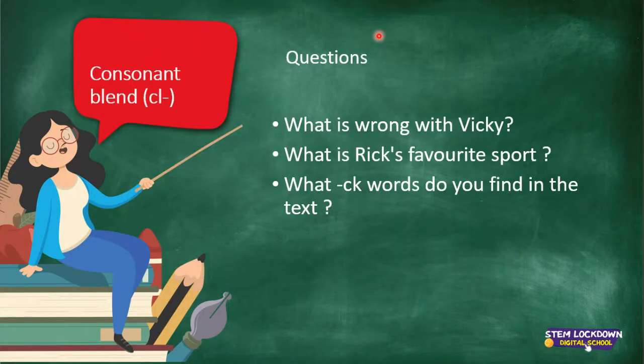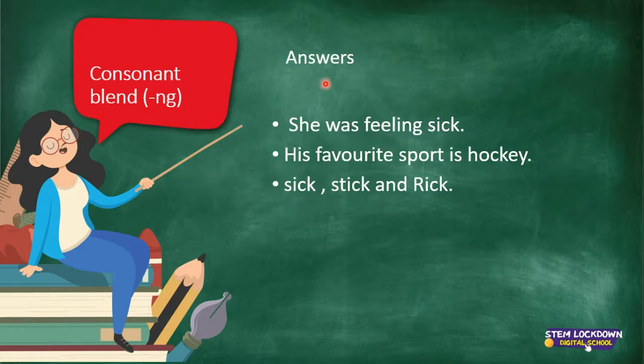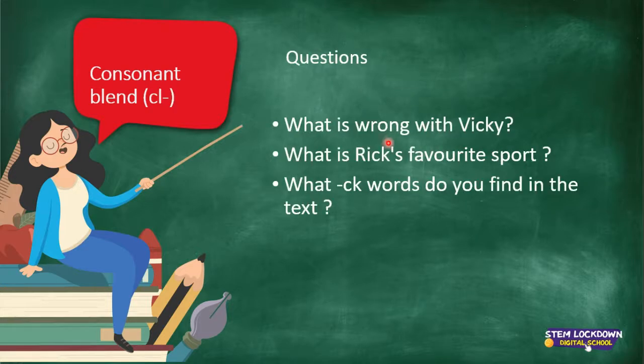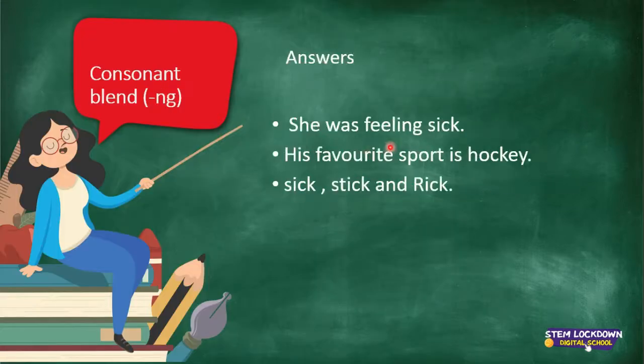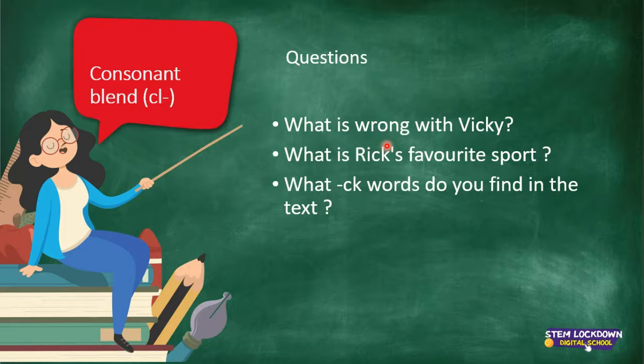So let us go. Some of the questions you can also answer in the chat, but let me show you the answers I found. Question number 1: What was wrong with Vicky? Vicky is very sick. So the answer is she was feeling sick. Remember, you feel sick.